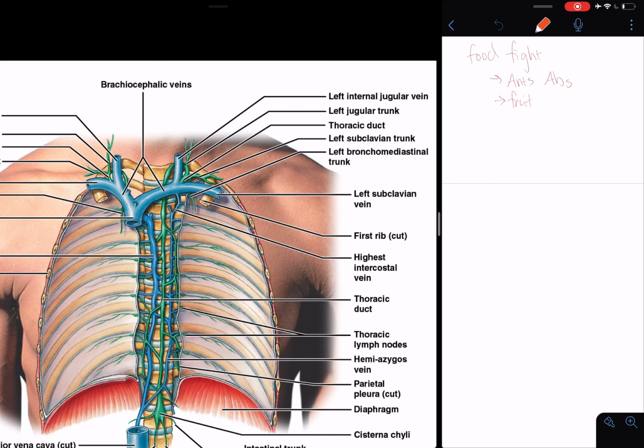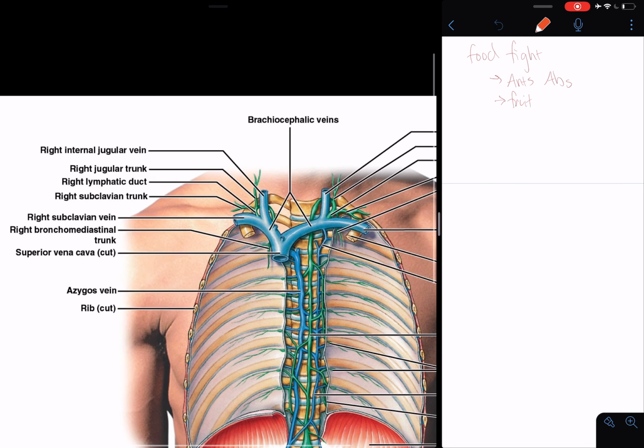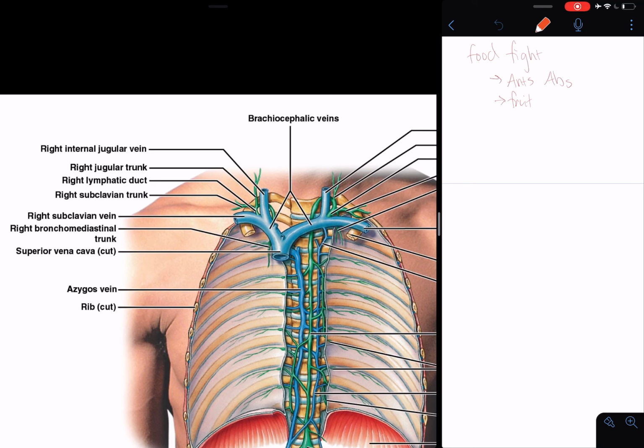Versus the right lymphatic duct is going to be collecting lymph fluid from that right arm, face, neck, like I mentioned, and dumping it into the right subclavian vein. And then all of that blood, as we know, goes down into the brachiocephalic veins, and then into the superior vena cava, and then into the right atrium, and so on and so forth.